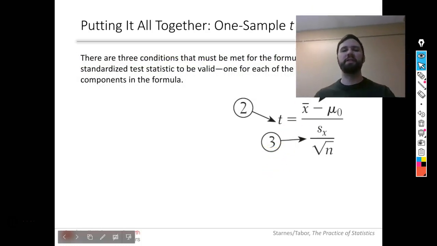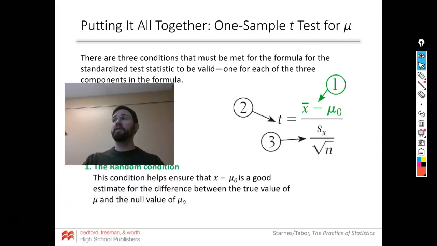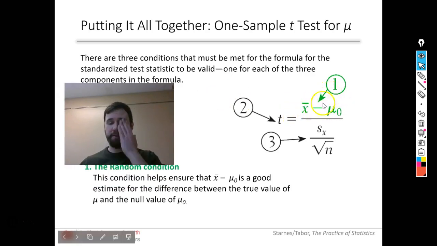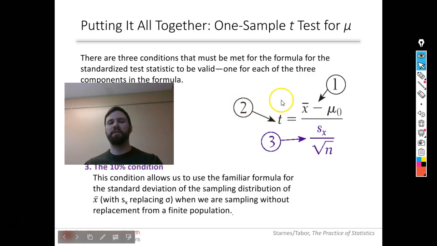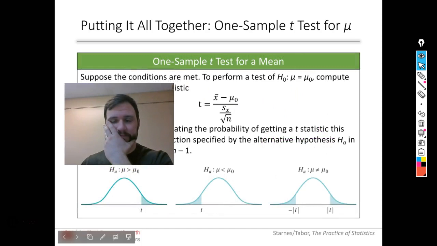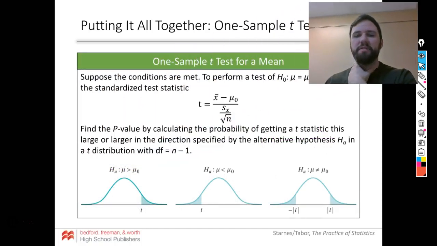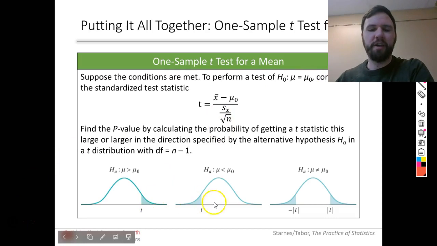Like always, here's why you need the test. Random lets you know that your X bar is accurate. So that number 1 is good. 2 lets you know that T will work when you plug it into TCDF. 10% will let you use the standard deviation. It's going to be a 1 sample t-test for mean. Make sure you're finding the correct t's. If it's a 2-tail, make sure you times it by 2.